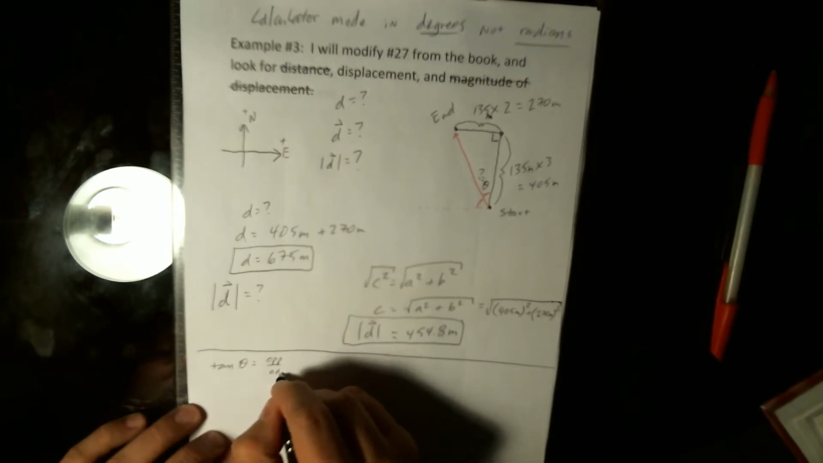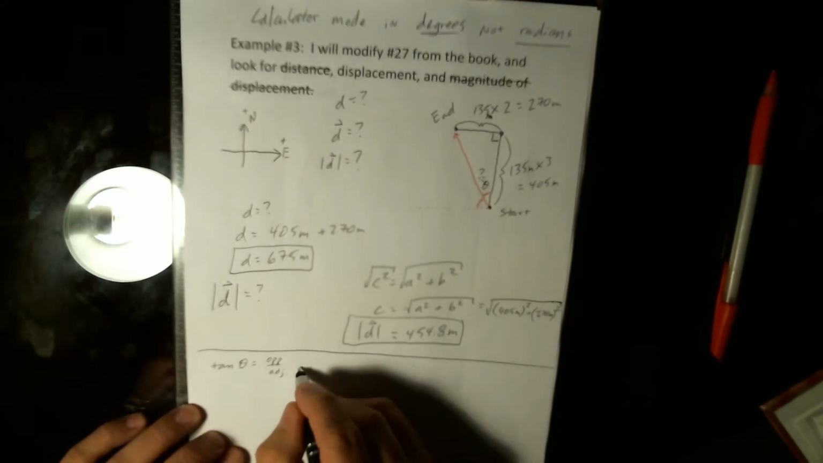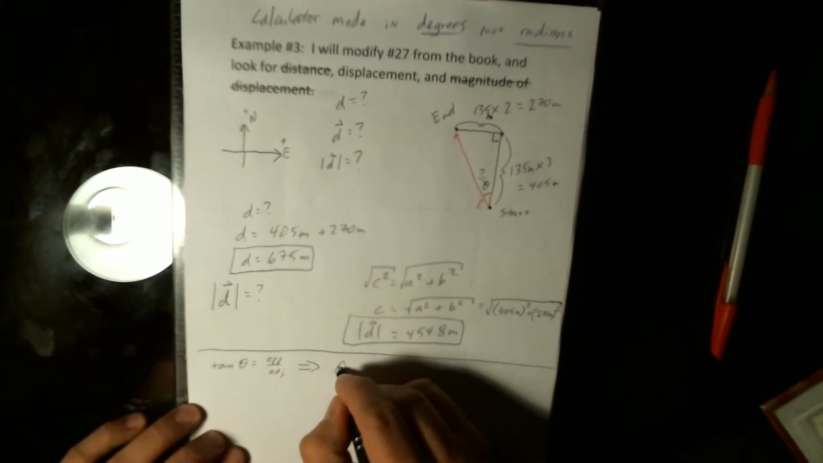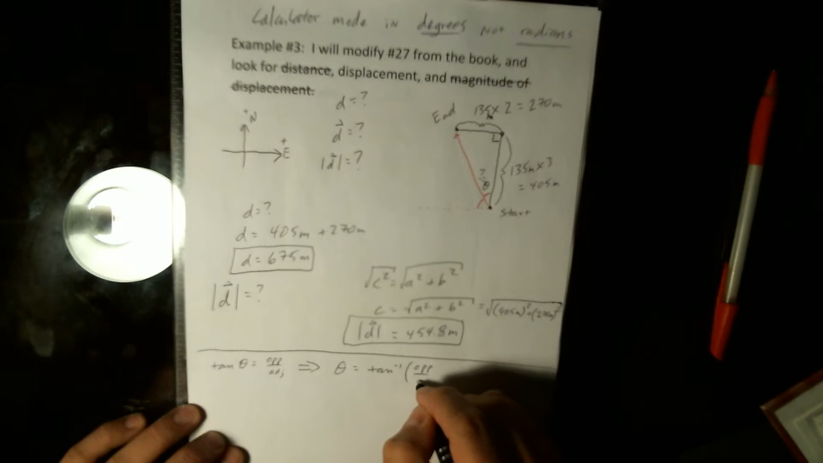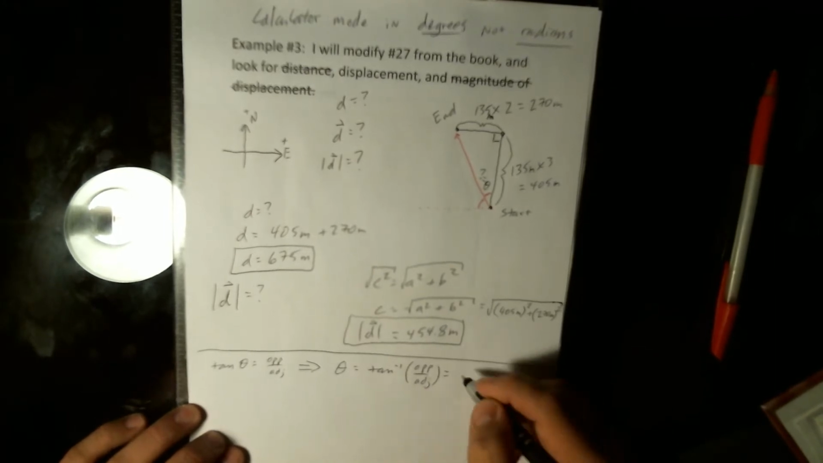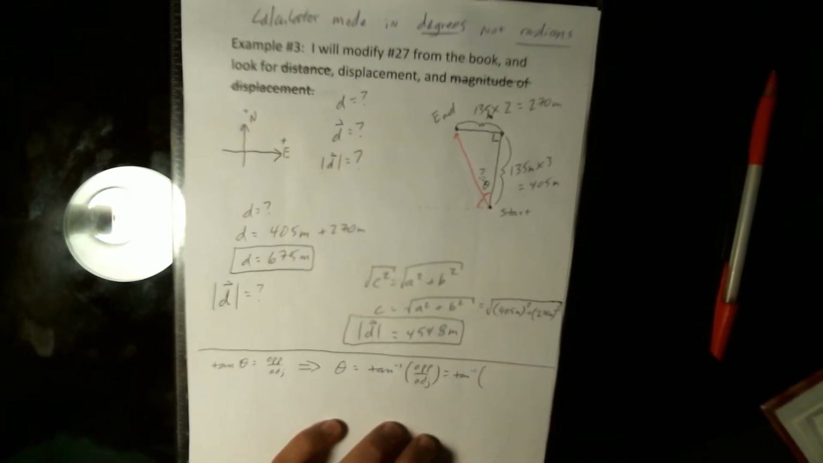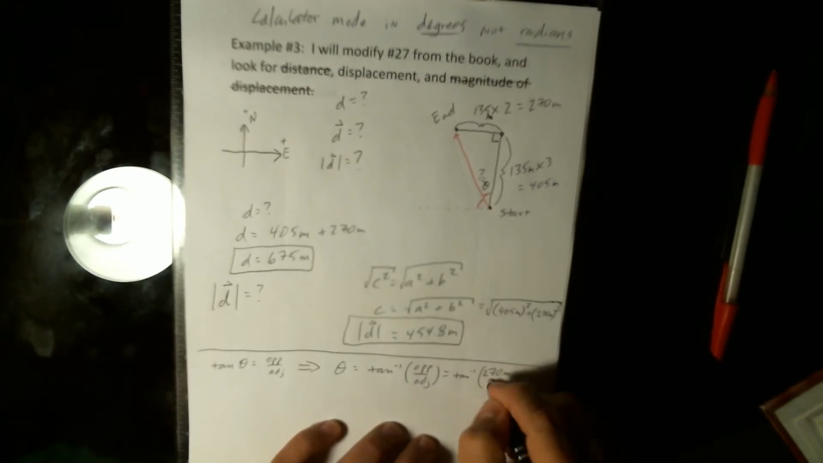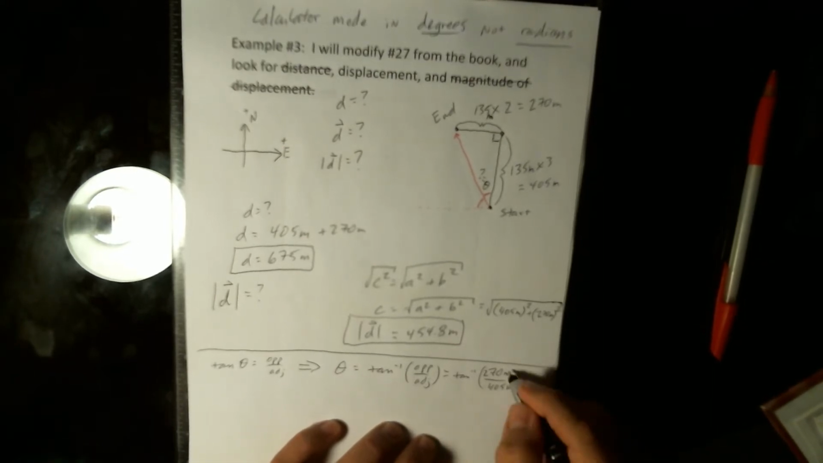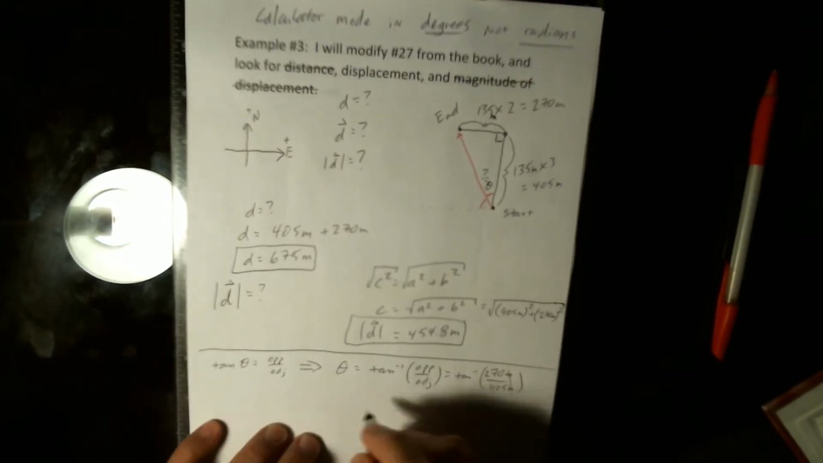So if I take tan inverse of both sides, this will lead to theta is equal to tan inverse of the opposite divided by the adjacent. In this particular case, that is going to be tan inverse of 270 meters divided by 405 meters. The meters cancel because you have a meter on the top and the bottom, so those units are gone. And theta is going to be equal to 33.7 degrees.